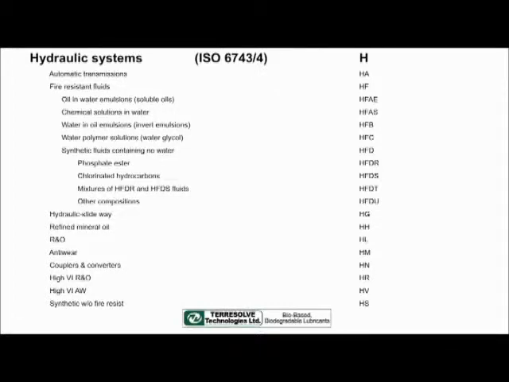ISO, the International Organization for Standardization, has a hydraulic fluid classification system known as 6743. In this, the ISO attempts to classify in an H category, hydraulic fluids, all the various types of hydraulic fluids, from automatic transmission fluids to fire-resistant fluids to anti-wear and R&O type of fluid. And by that classification, they can clearly identify every single type of hydraulic fluid.